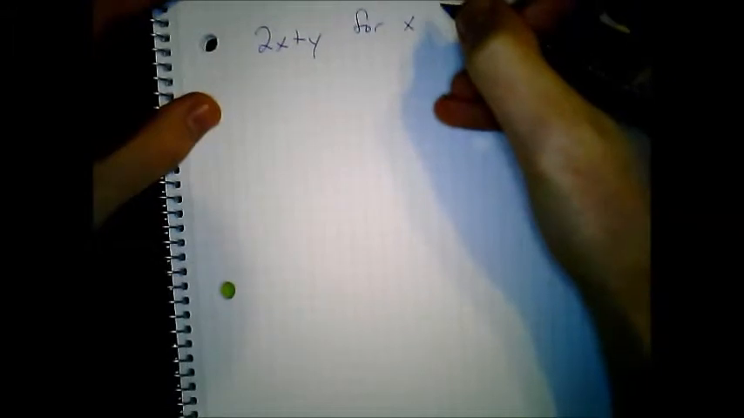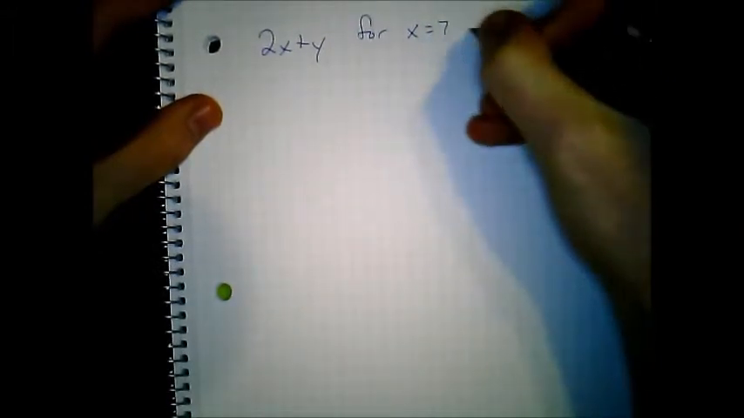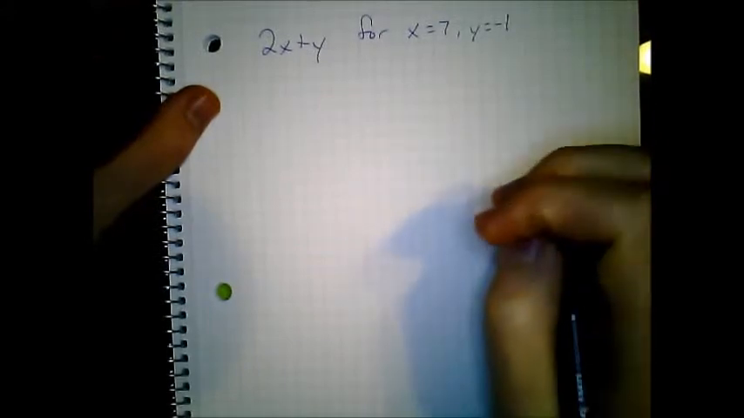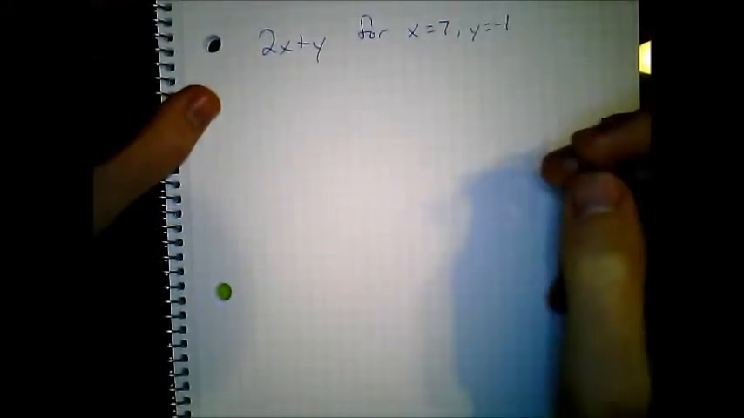So why don't you try a couple on your own. So let's start with this first one. We're going to do 2x plus y for x equals 7 and y equals negative 1. So press pause, try and solve it on your own, then press play when you're ready to check your work.